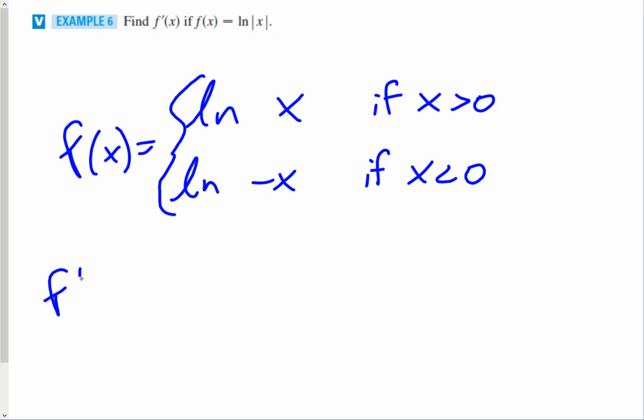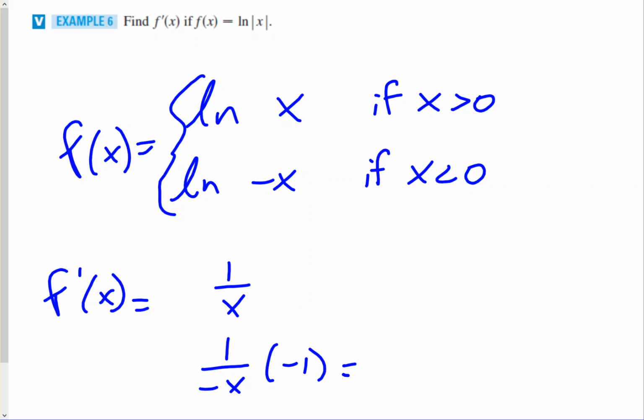And so if that's the case, we would then declare the derivative. We could take the derivative of each one. For ln x, that would be 1 over x. And then for ln of negative x, that would be 1 over negative x times the derivative of negative x, which would be negative 1. Okay, so we would have a negative 1 over a negative x, which would just become 1 over x.